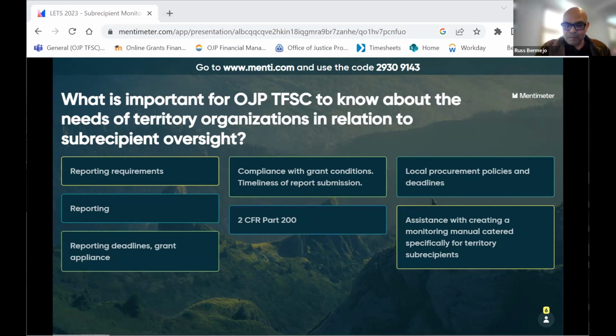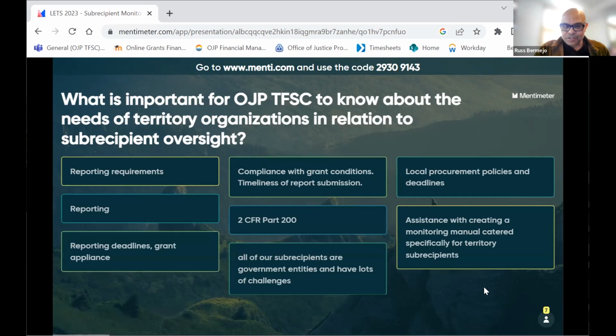Assistance with creating and monitoring manuals catered for territory subrecipients. That's a good one. Reporting deadlines, grant compliance. All of our subrecipients are government entities and have lots of challenges. And procurement. Yep, we know that procurement, there's a lot of unique contextual factors as it relates. So this is helpful. Thank you, everyone, for responding to that question. And if something else comes to mind, put that in the chat also anytime today.